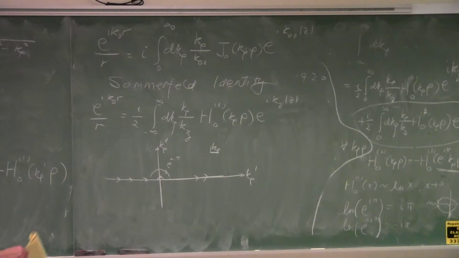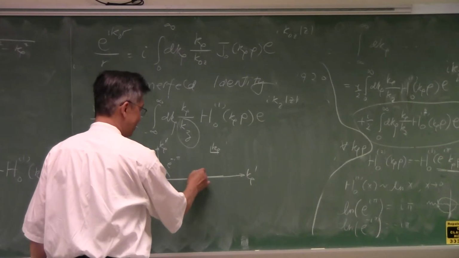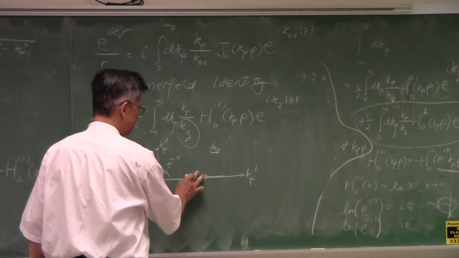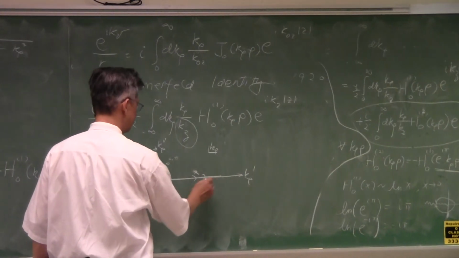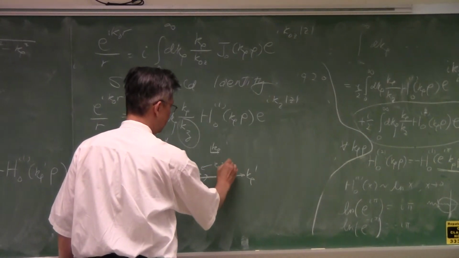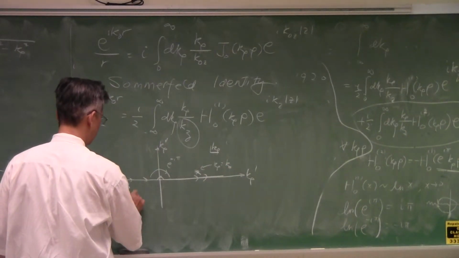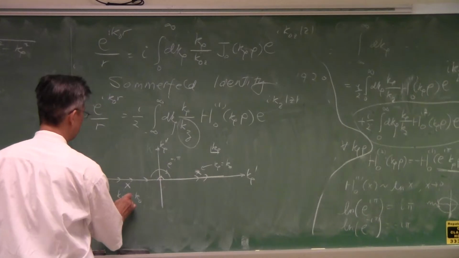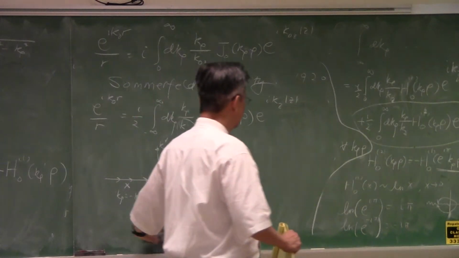And again, you have a singularity here, but they're slightly off the real axis now because you have introduced some loss. This is when K rho equals K naught. This is when K rho equals minus K naught. This is where K z becomes 0, at K rho equals K naught and K rho equals minus K naught. So this thing should be defined as such.